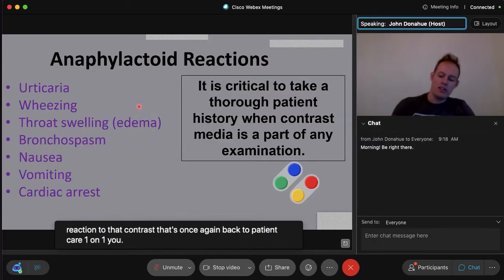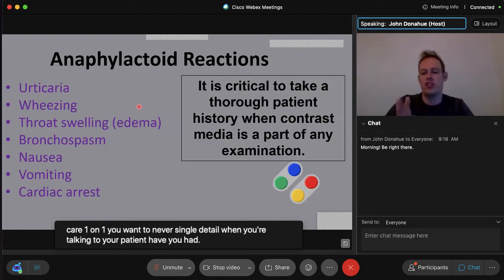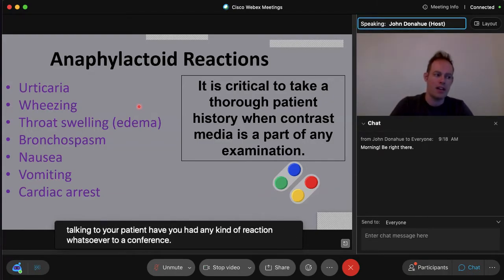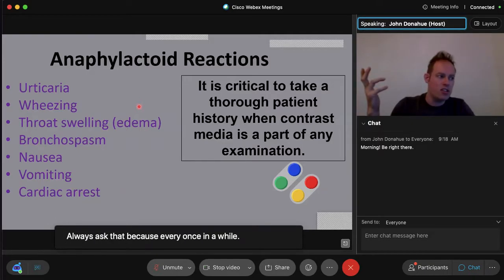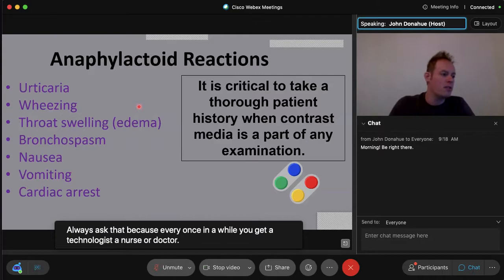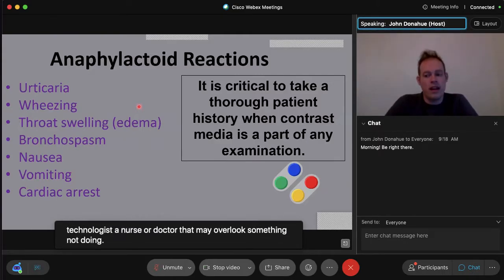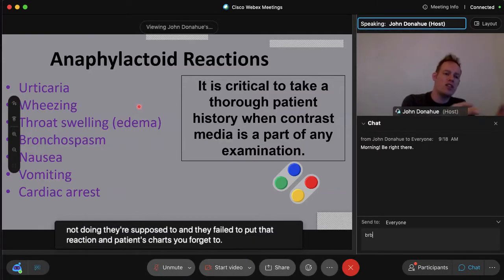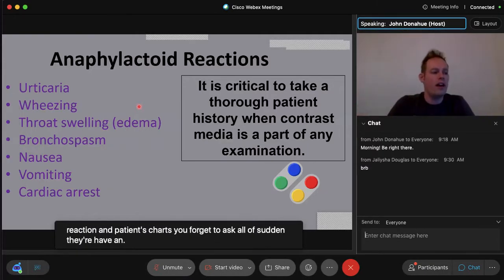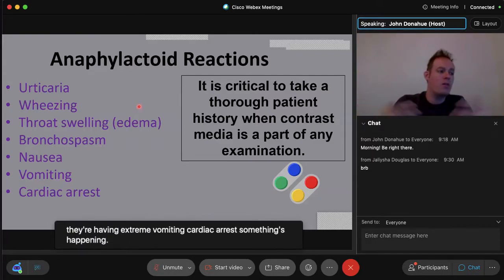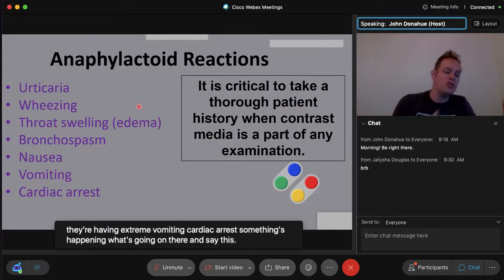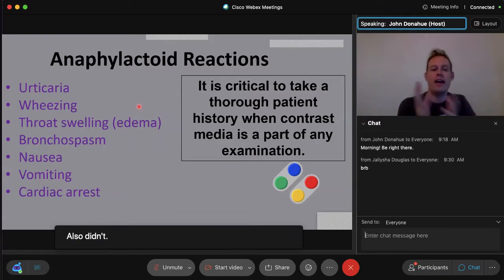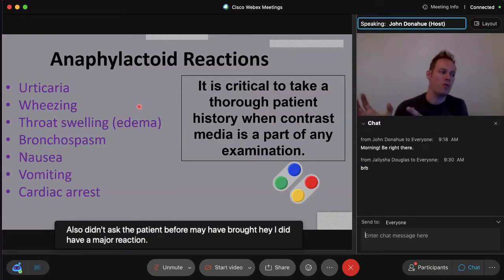You want to never leave out a single detail when you're talking to your patient. Have you had any kind of reaction whatsoever to a contrast medium in the past? We must always ask that, because every once in a while you get a technologist, a nurse, a doctor that may overlook something, not doing what they're supposed to, and they failed to put that reaction in the patient's charts. Then you forget to ask. All of a sudden they're having extreme vomiting, cardiac arrest, something's happening. You're like, what's going on? Their chart didn't say this. But you also didn't ask the patient before. They may have said, hey, I did have a major reaction to contrast before.